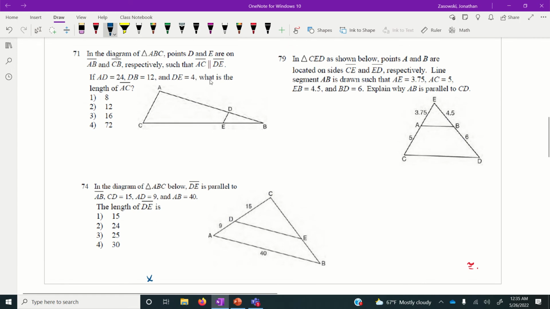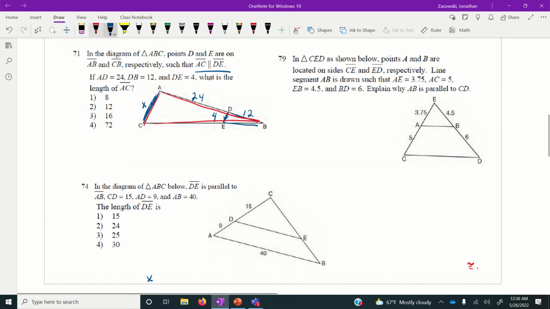Now, number 71. In the diagram below, D and E are on AB. Once again, it points out that these lines are parallel, so we know we're doing side splitter. And then we're going to label. So 24, DB is 12, DE is 4. What is the length of AC, which we can call X? Remember, as soon as we are given the two lines that are parallel, that should tip you off that we're going to be using big triangle to small triangle here, okay? So keep that in mind for yourself as we're working.